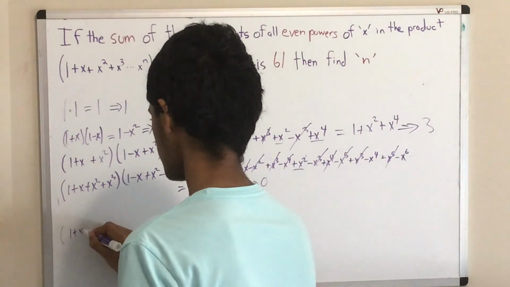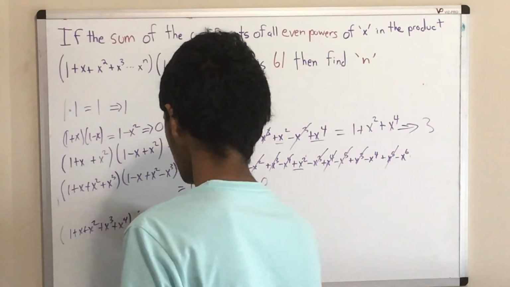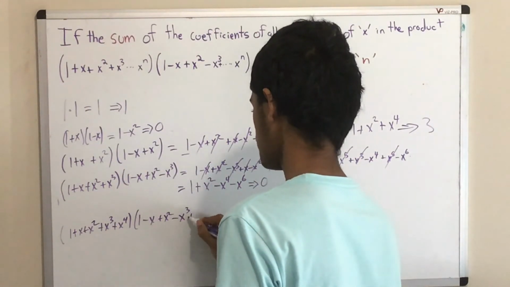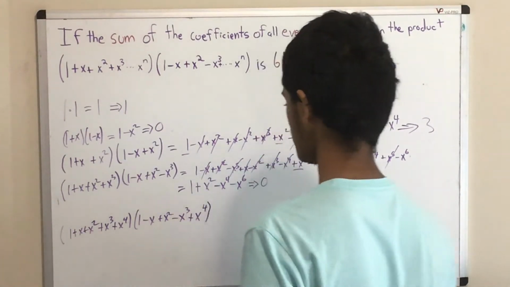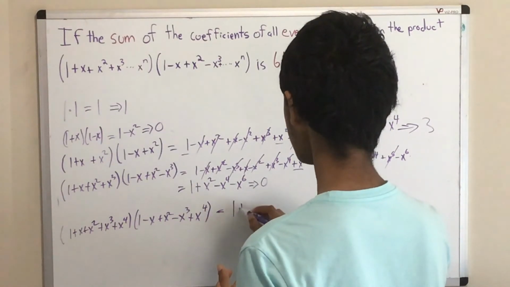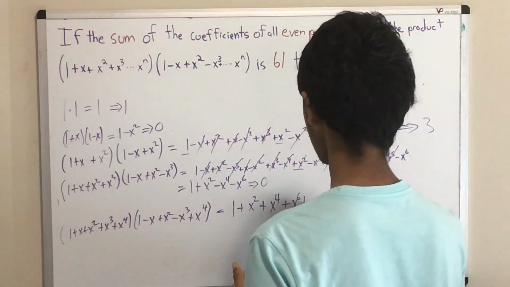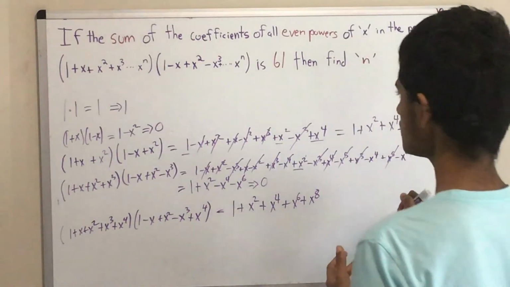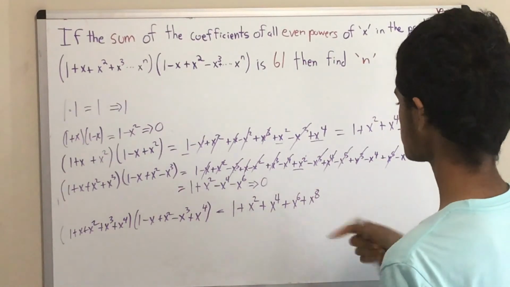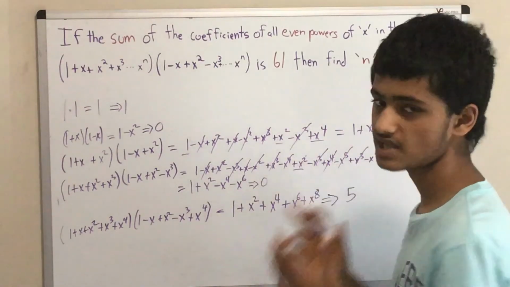It's going to be (1 + x + x² + x³ + x⁴) times (1 - x + x² - x³ + x⁴). I'm going to spare you the details, but essentially what ends up happening is it becomes 1 + x² + x⁴ + x⁶ + x⁸. We see that pattern: it goes up to x⁴ in the previous case, and now all the way up to x⁸. The sum of the coefficients for that is just 5.